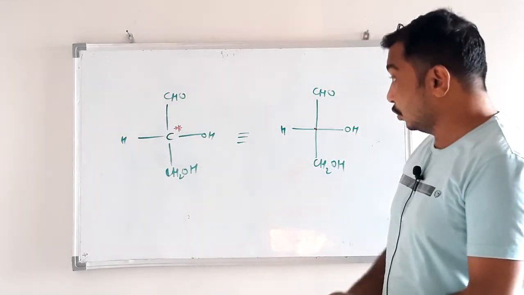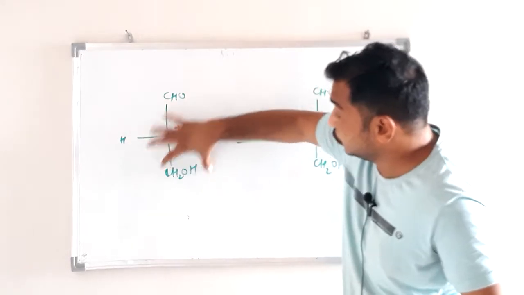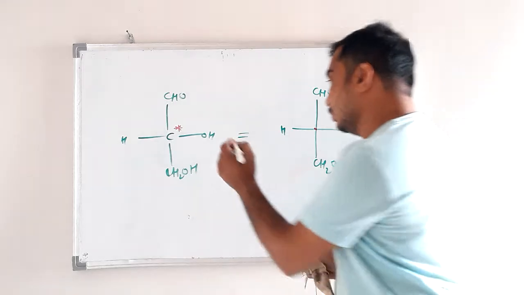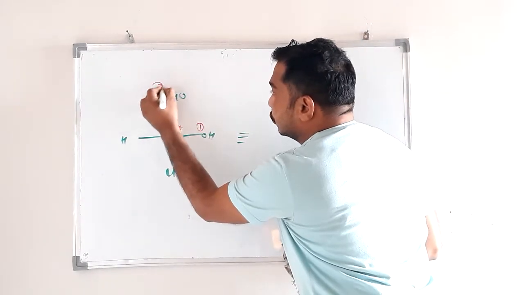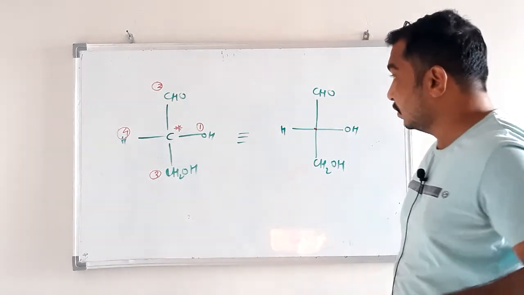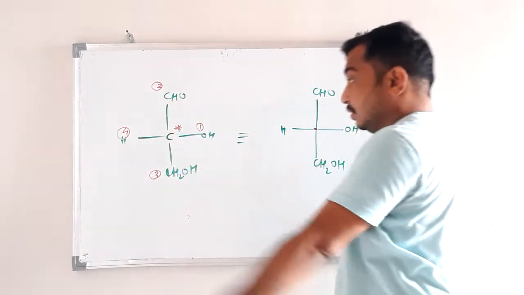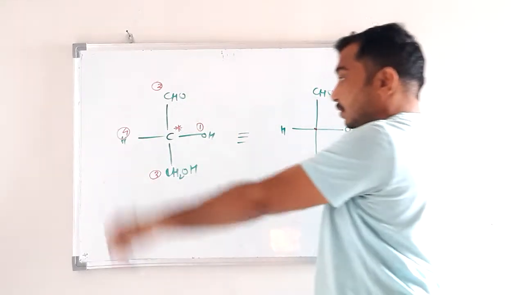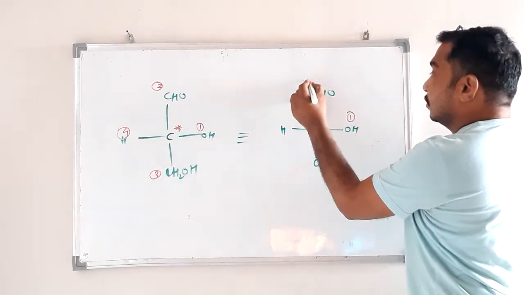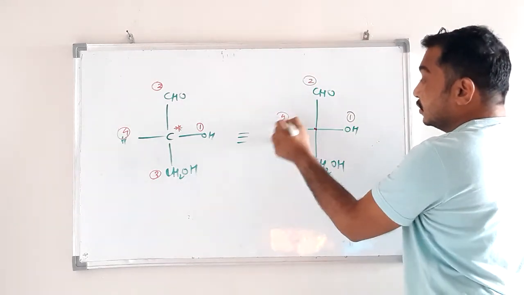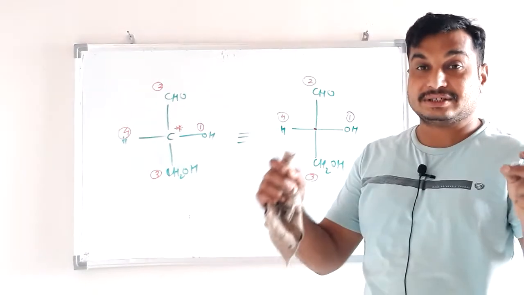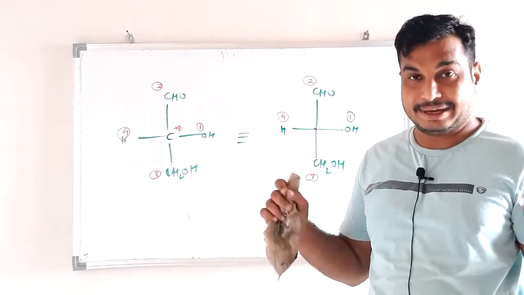Again there are four groups: CHO, H, CH2OH, OH. Among these four, give priority 1, 2, 3, 4. Next step, identify whether the lowest priority group is on the front side or the back side.